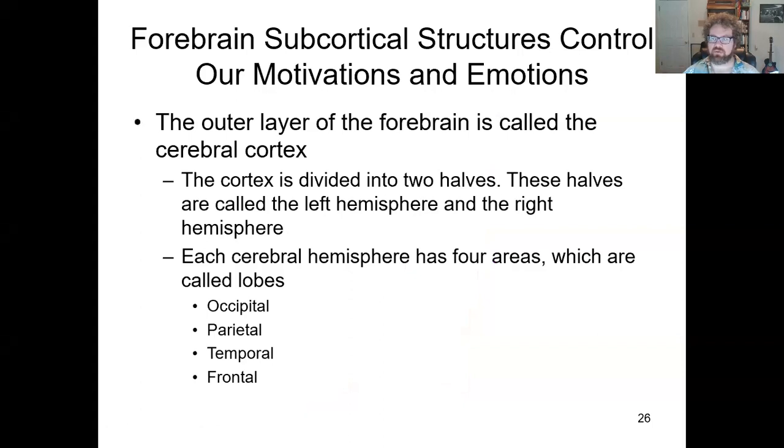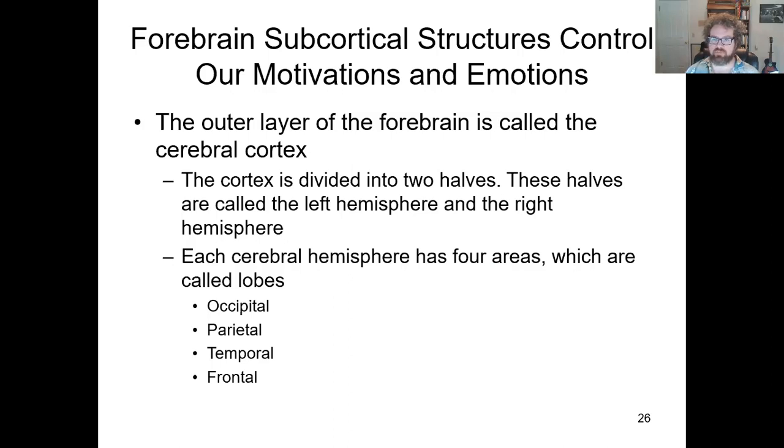So the outer layer of the brain is referred to as the cerebral cortex, like I've been discussing. And this part of the brain is divided into two halves, left and right hemispheres. Interestingly enough, we'll see in the next chapter that the left and right sides of the brain seem to have different personalities and different responsibilities. And we'll talk about the split brain research that was conducted by one of the authors of your textbook, Gazzaniga.